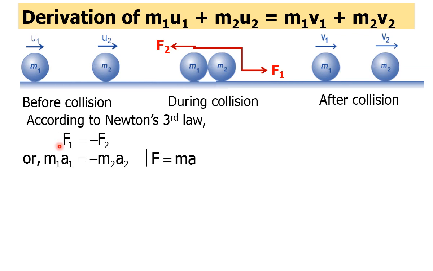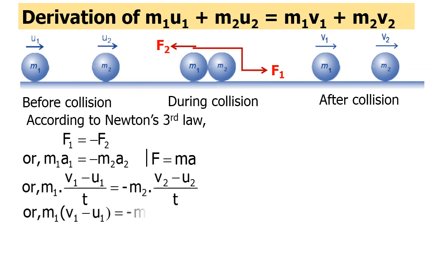So we can write F1 equals m1 a1 and F2 equals m2 a2. We also know that a equals (v minus u) by t. For a1 we can write (v1 minus u1) by t, and for a2, (v2 minus u2) by t. As you see, in the two parts we just use t, not t1 and t2, because action and reaction forces always act at the same time.